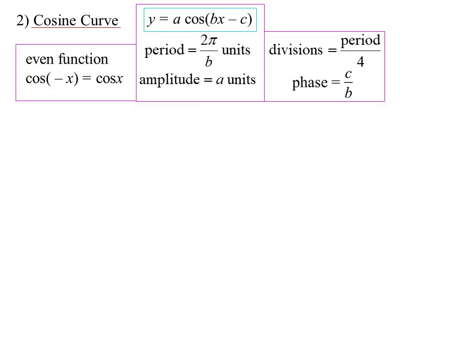Let's do this. y equals -4 cos(x on 8 plus pi), and all of that plus 2.